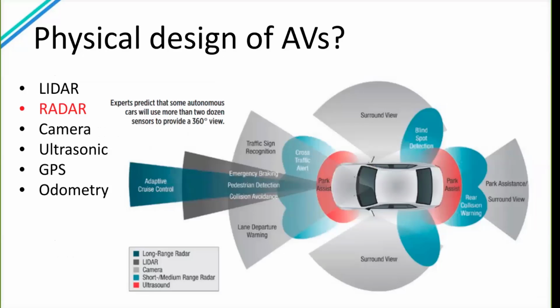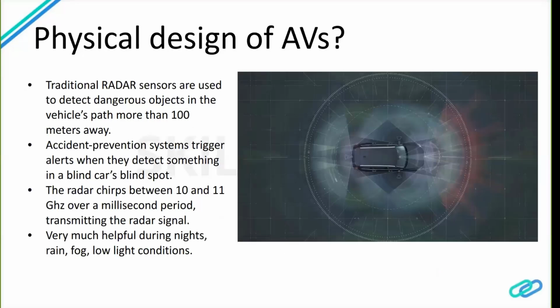For that purpose we use radars, especially for collision warning, adaptive control, and cross traffic alert. We cannot identify objects using radar, but its sole purpose is to understand there is some object. We don't know what it is, but there is something there, so let's stop. Traditionally, radar sensors are used to detect dangerous objects in the vehicle path more than 100 meters away.